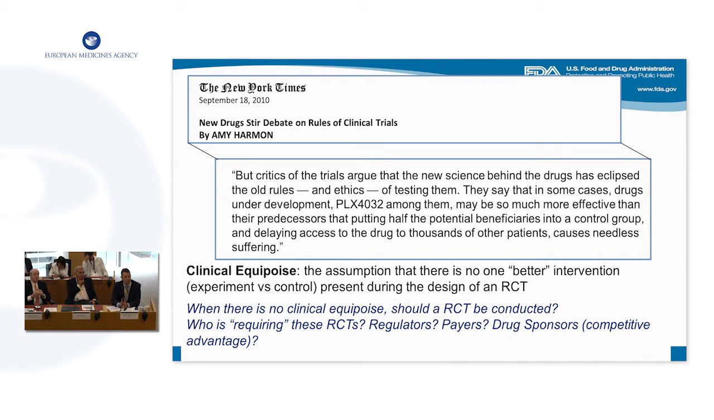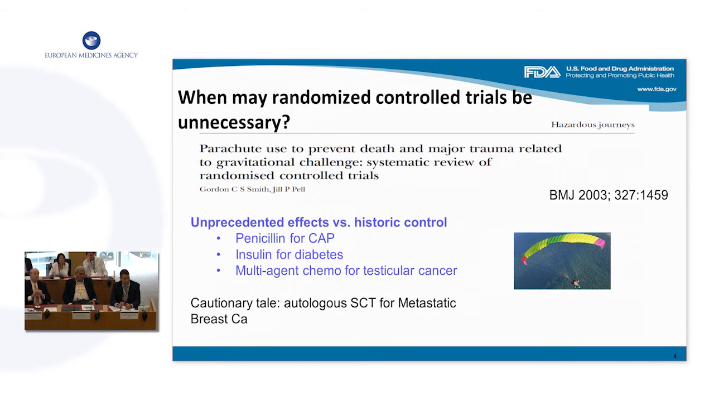And then oftentimes we get into these quandaries. We don't know exactly, no one really knows who's really requiring these randomized control trials. We'll get on the phone with our health authority colleagues every month, and it's not clear. Are these regulators? Are these payers? Is it drug sponsors that want a competitive advantage? Maybe they want a survival advantage over their compatriots. So these are some of the quandaries that we face every day.